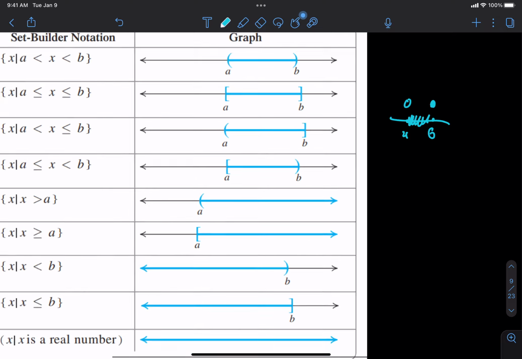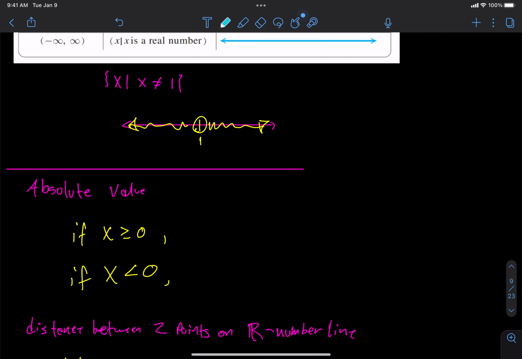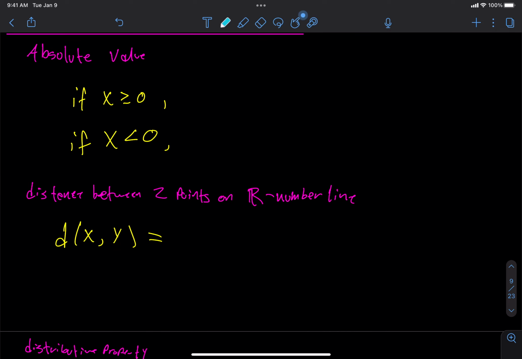Okay, well, let's go ahead and start then. So I started the recording, right? Okay, good. All right, so let's talk about absolute value.